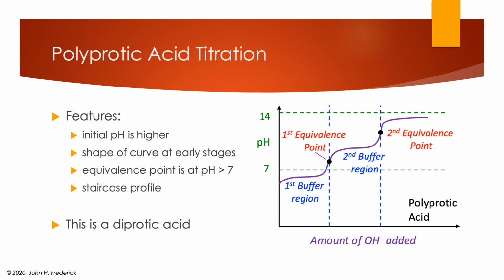Now I've labeled some other things in this. Mostly I think what I want you to pay attention to is there are 2 equivalence points. One occurs when all of the first proton has been removed from the polyprotic acid, and the second was when both of the acidic protons are removed. But there's more to learn about this, and this is really just meant to be an introduction to titration curves.